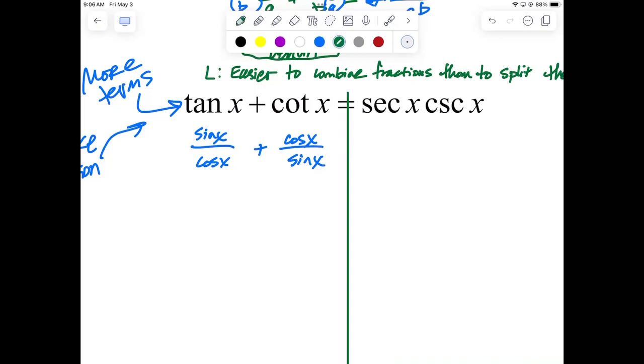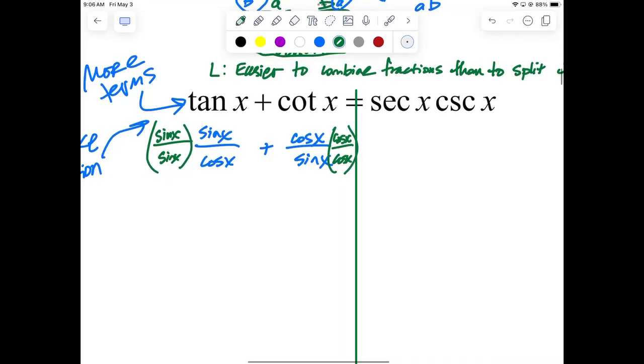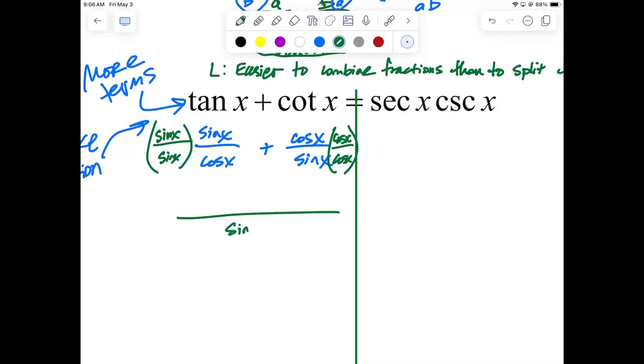Now, on this line, you can go ahead and do this. I need a common denominator. It's sine times cosine. So this one I multiply by sine over sine, and this one I multiply by cosine over cosine. I just need to be able to see it. And now my common denominator is sine x cosine x. And I'm left with sine squared plus cosine squared.